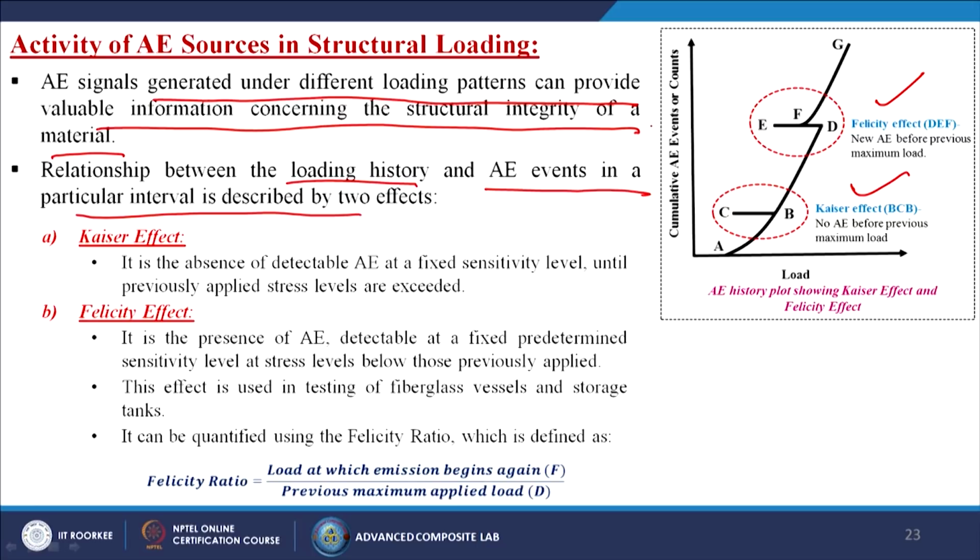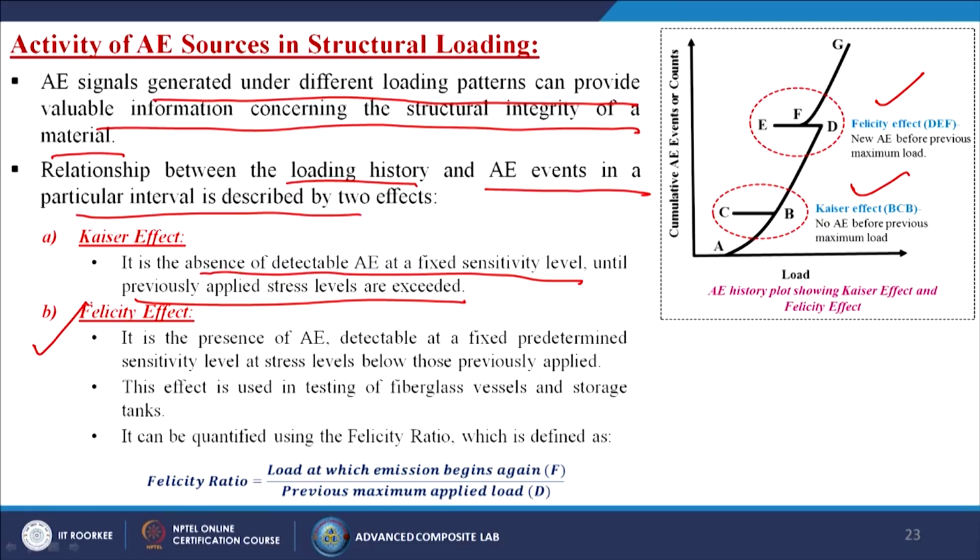Here in the y axis we have the cumulative AE events or counts, and the x axis is the load. What is the Kaiser effect? It is the absence of detectable AE at a fixed sensitivity level until previously applied stress levels are exceeded. So, constantly we are giving the load. So, without load and with load.